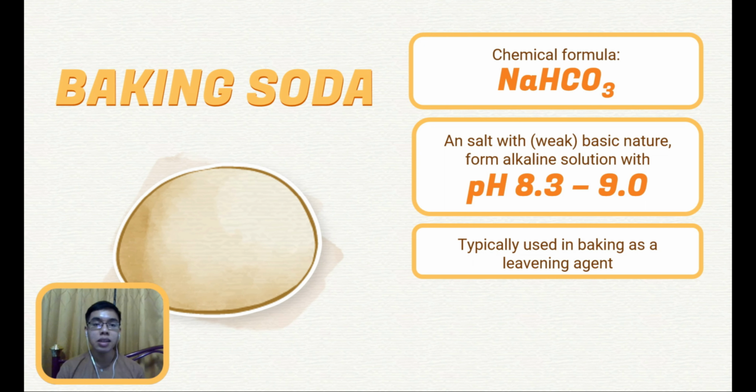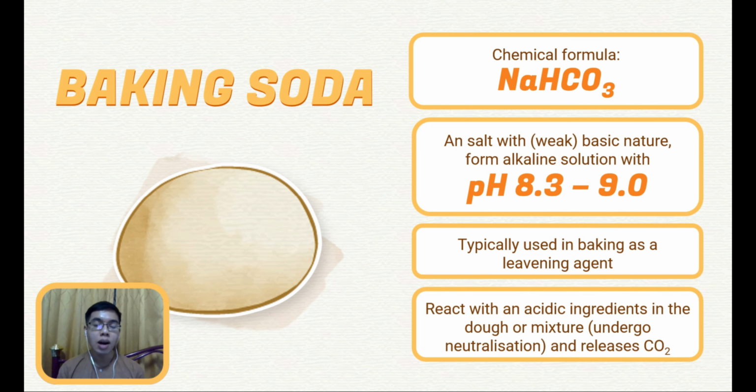The mechanism is pretty simple: baking soda, or sodium hydrogen carbonate, reacts with acidic ingredients in the dough or the mixture, such as buttermilk or lemon juice, to undergo a neutralization reaction. During the acid-base reaction, CO2 is released as a product, creating numerous air bubbles, making the texture of the cake fluffier.